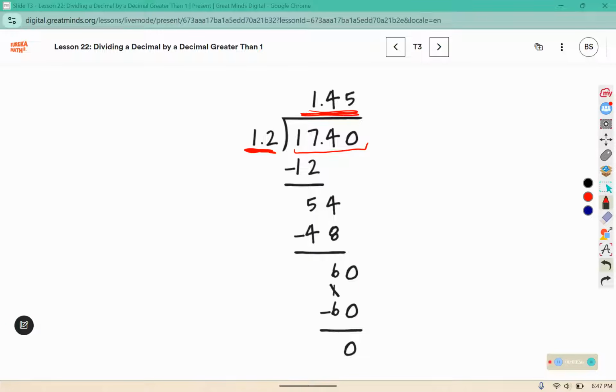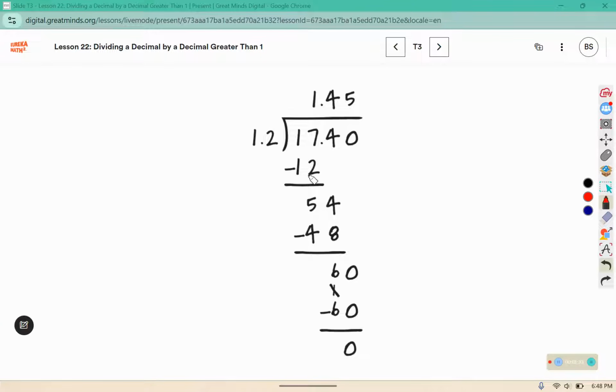If we were to approximate, 17.4 is about 17, and 1.2 is about 1. So our answer should be closer to 17 than 1.45. So perhaps his decimal is in the incorrect location. He might want 1.4.5 instead of 1.45. So he may need to move his decimal over to make this make sense.